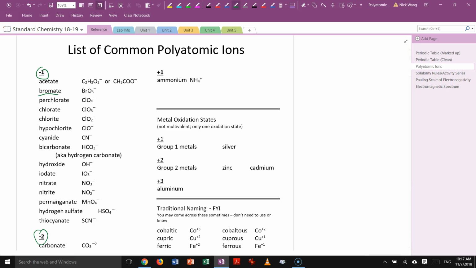Now, what comes afterwards, this is where the challenge starts to develop, is that you have Br for bromine, that's no problem. The O referring to the oxygens, that makes it not just a bromide, but now it's a bromate.